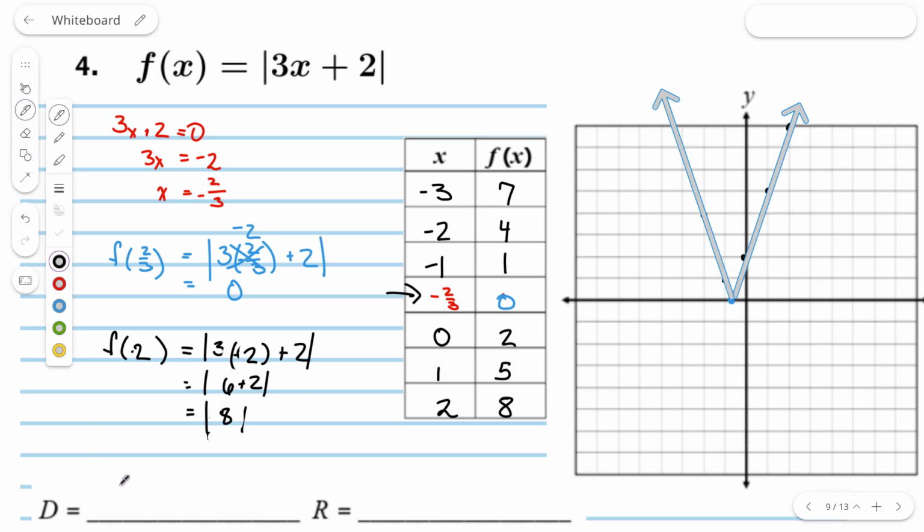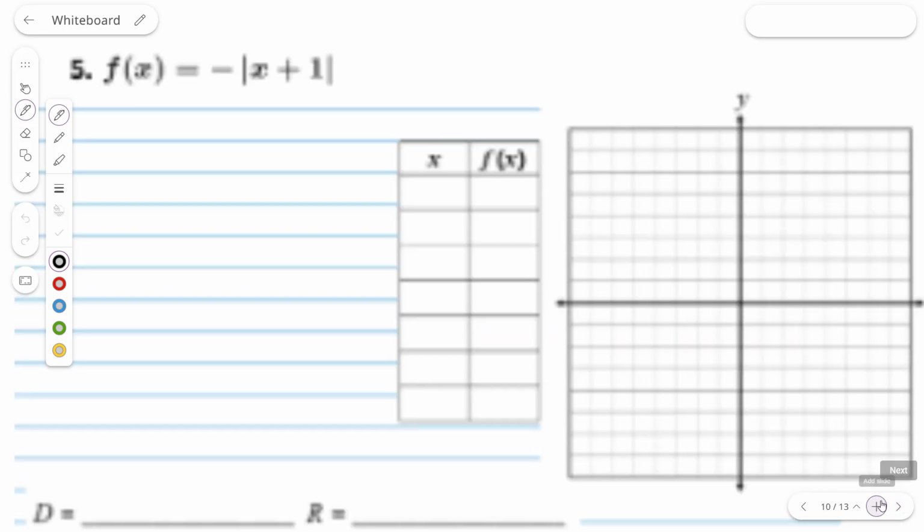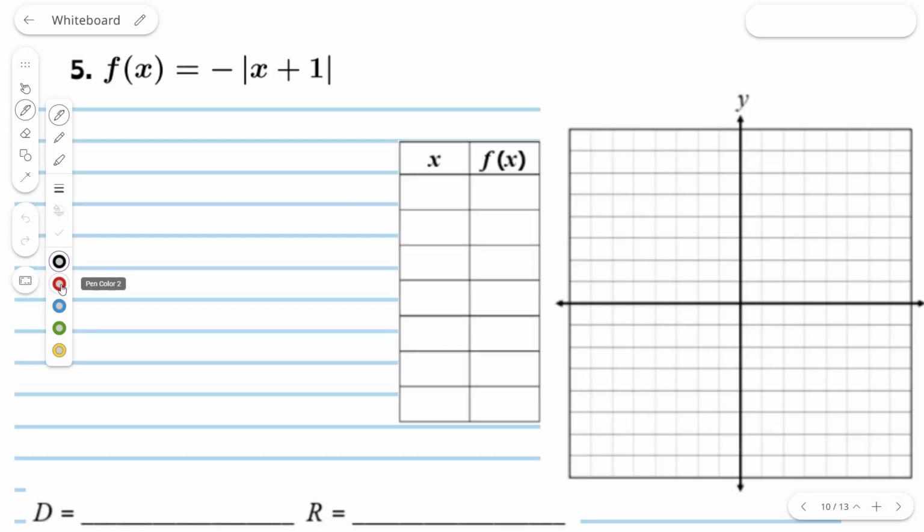And so my domain, I'm going to end up covering everything. So it's still negative infinity to infinity. My range, my lowest value is 0, and I go all the way up till I get to positive infinity. What's different here on number 5 is we have a negative in front. And so we're going to start the same way. We're just going to set what's inside the absolute value, x plus 1, equal to 0. So we have x is equal to negative 1.